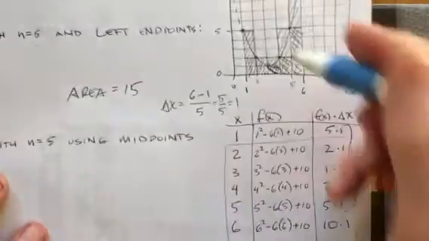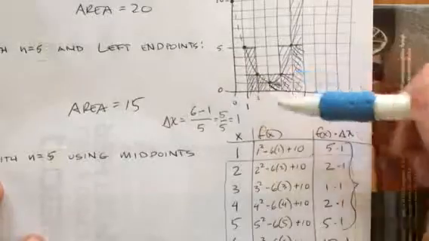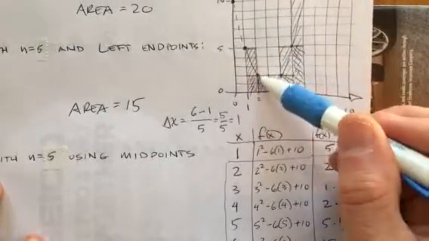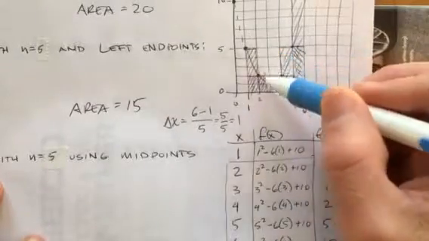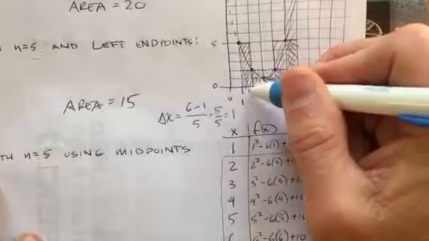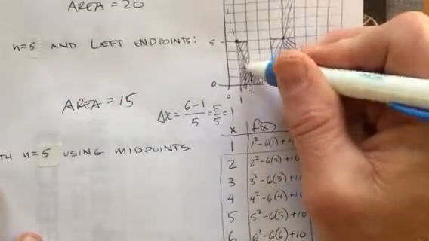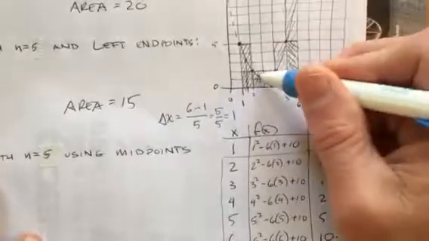Well, there's more than one way to do this, and you can see that with my right-hand and left-hand endpoints, I'm getting some pretty severe over and under estimates. So it's tempting to want to average these two, and we'll do that in a minute. But we can also do another method, which is to use midpoints. And the midpoints would then go right through the center of each of these slices.